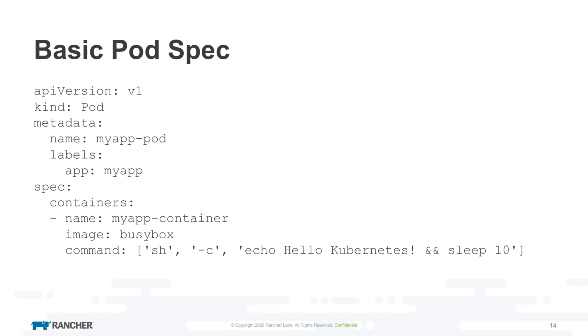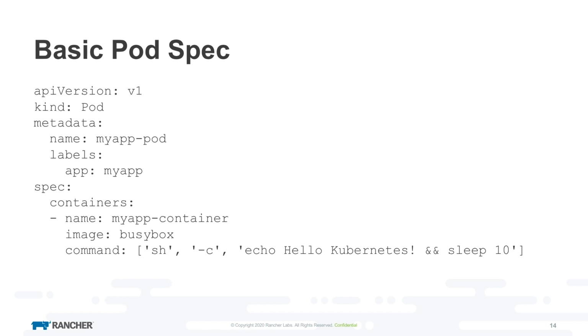Here's a spec for a pod. It's got 4 top-level keys: API version, kind, metadata, and spec. API version tells Kubernetes where in its API definition it can find information about the thing that you're asking it to create. In this case, that thing is a pod. Metadata we talk about later. Spec defines the thing itself.